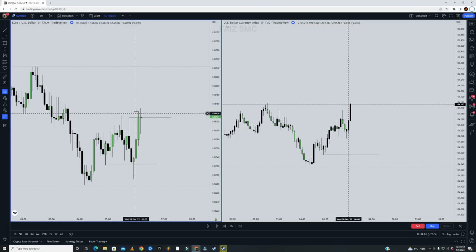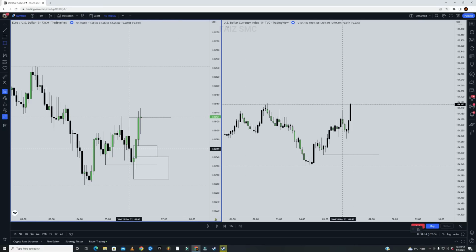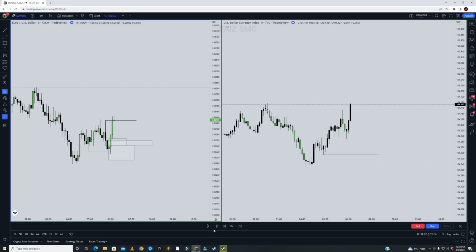So we have a market structure shift on a 5 minute, and we simply have this order block, and we have a fair value gap, and we also have a BPR. Now, balanced price range is something that I'm going to teach in my upcoming videos. So we have 3 confluences here as well. Now, let's see how this trade plays out.